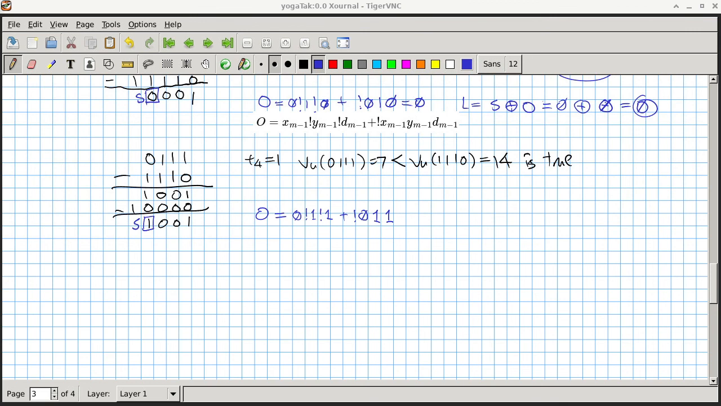So we don't care about Q. We don't care about Q. Yeah, Q and T are not used in the calculation of overflow.